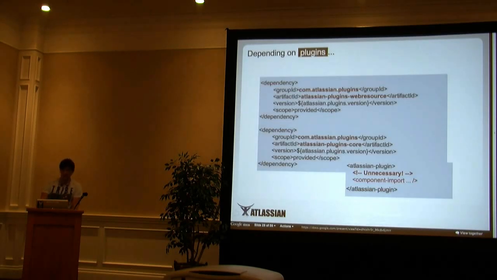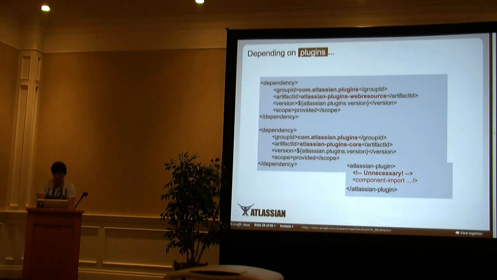Depending on the plugins framework is a little bit like depending on other plugins, with the exception that you don't need to specify component imports. Because the Atlassian plugin framework is actually embedded in the host application, you don't need to have these little component imports every time you want to use something. You can just inject it directly into whatever component or view you're using. The component import is really just for when you need to depend on a component which is provided by another plugin.